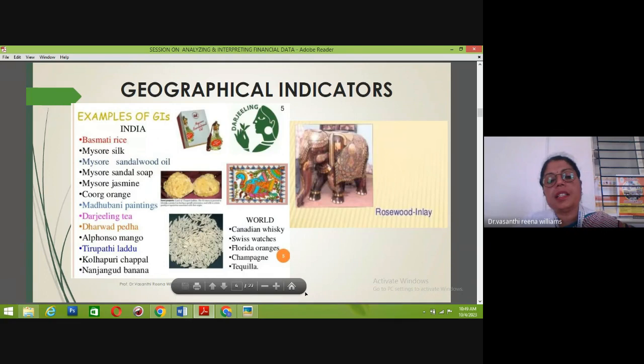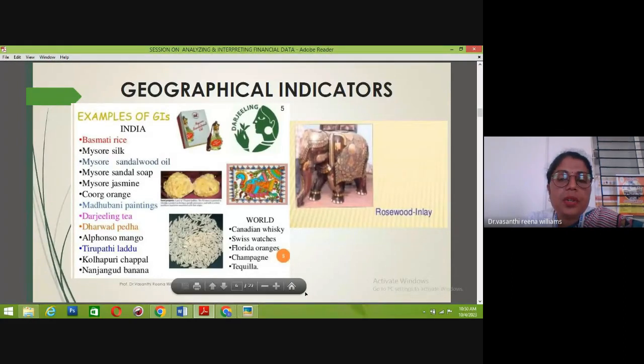Yeah. See, these are the examples of geographical indications. You can see an elephant, rosewood inlay work. This is an Indian geographical indication. Similarly, for basmati rice, Pakistan actually tried to fight for it, but then it was proved that basmati rice originated in India, or India has the rights, the geographical indication for basmati. Similarly, I told you about Mysore silk, and then you have Mysore sandalwood oil.